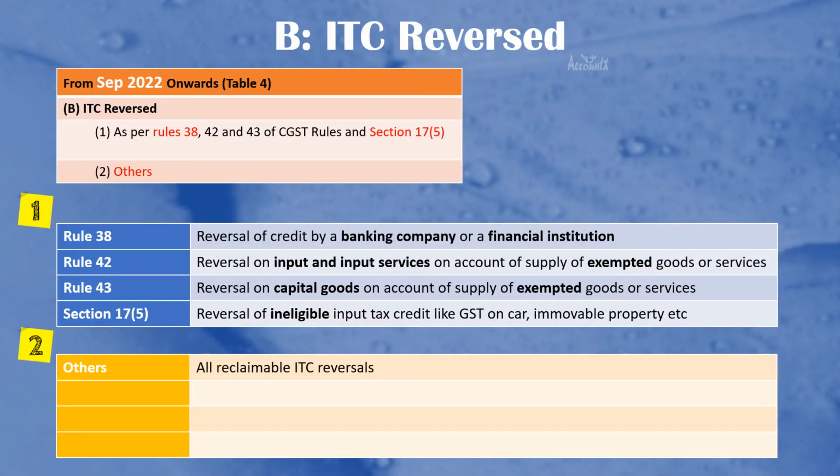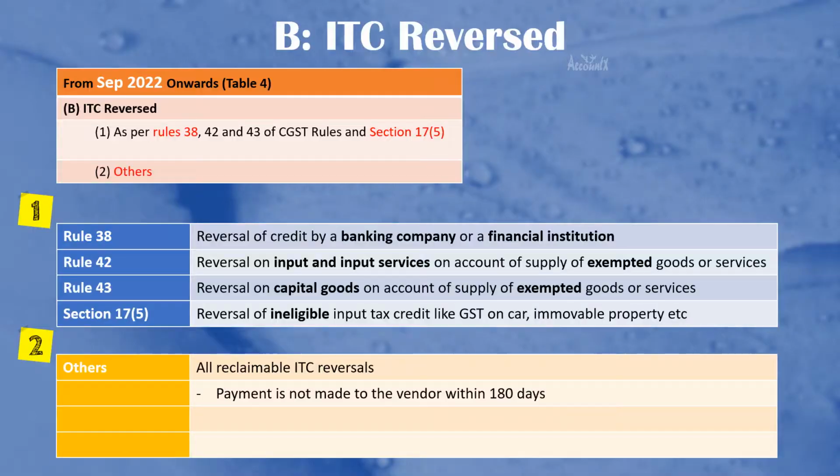Now let's move to the next head, others. Here you can show input tax credit reversals which can be reclaimed later. That is, if you don't satisfy certain conditions, then you would be required to reverse input tax credit. Later on, when you satisfy those conditions, you will be able to reclaim ITC. So such reversals can be done here.